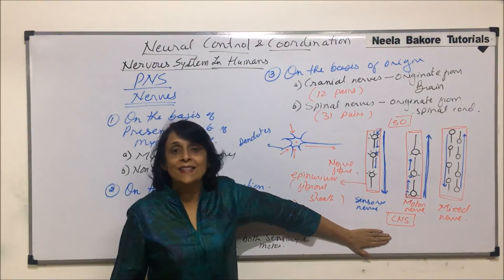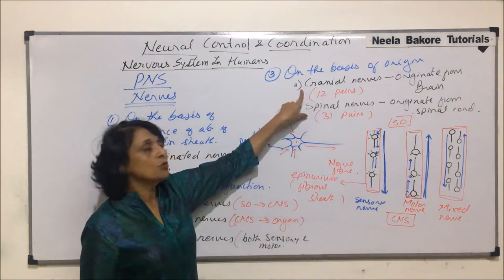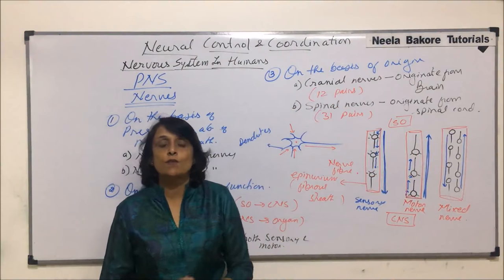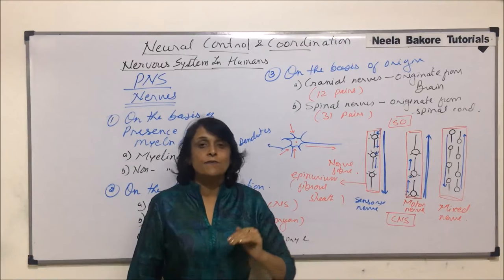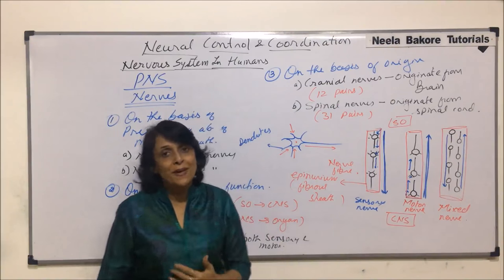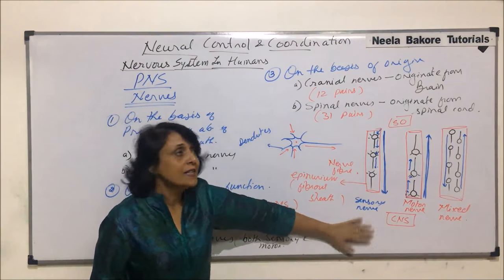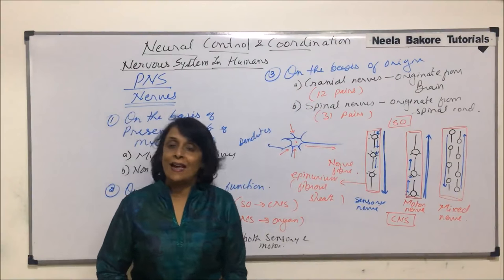After understanding this, now when we come to cranial and spinal nerves, we will be able to understand which cranial nerve is sensory, which is motor, and which one is mixed. So after this, now we will start with cranial nerves.